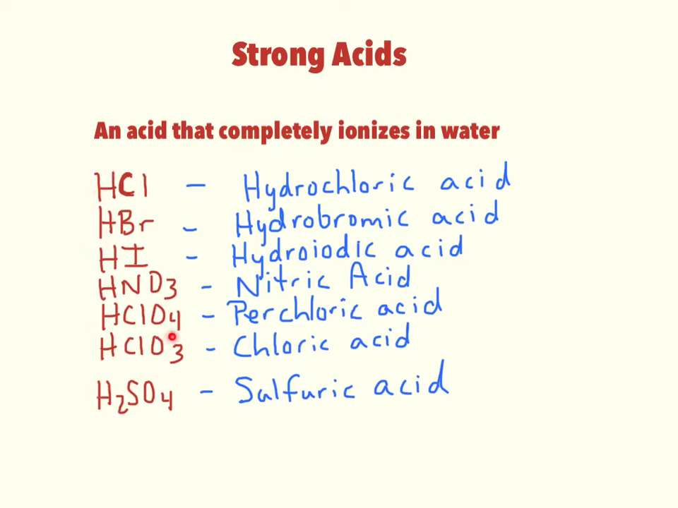Notice that the first 6 that are listed here are monoprotic acids, which means that they have 1 proton each that is ionizable. It's called an ionizable proton. Sulfuric acid is a diprotic acid, which means that it has two protons that are ionizable, which means that they can break off in order to make hydrogen ions in water.